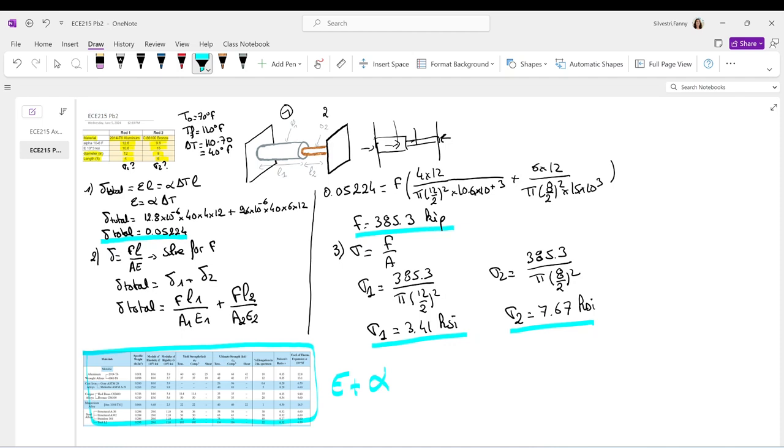And that's it. There are some other examples with 3 rods, but that's the exact same principle.